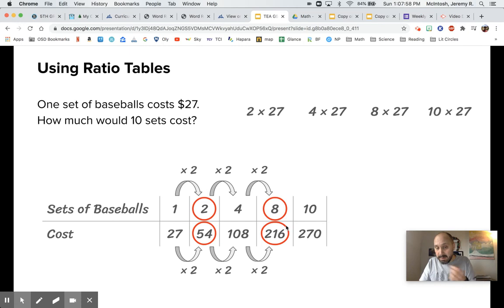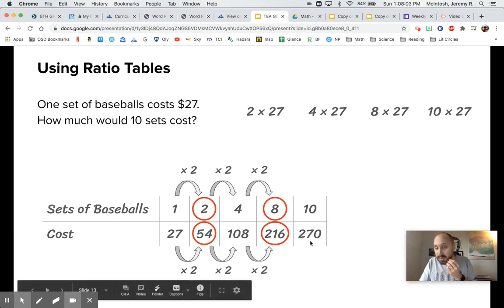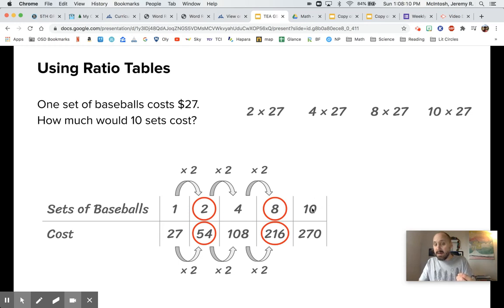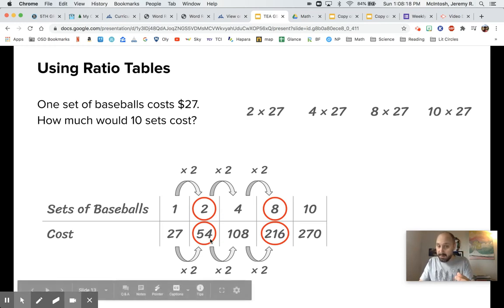Let's see if it circles it. It does. Oh, it went back. Okay. So it did 216 and 54 is 270. You guys see that? So what it did was it took this 8 and this 2, which both equal 10. That was my top ratio, the sets of baseballs. And then whatever number is below it, if you have the correct number below it, then when you add the 54, which is 2 sets of baseballs, and 216, which is 8 sets of baseballs, 216 plus 54 gives you 270. And I know that's right because 27 times 10 is 270.